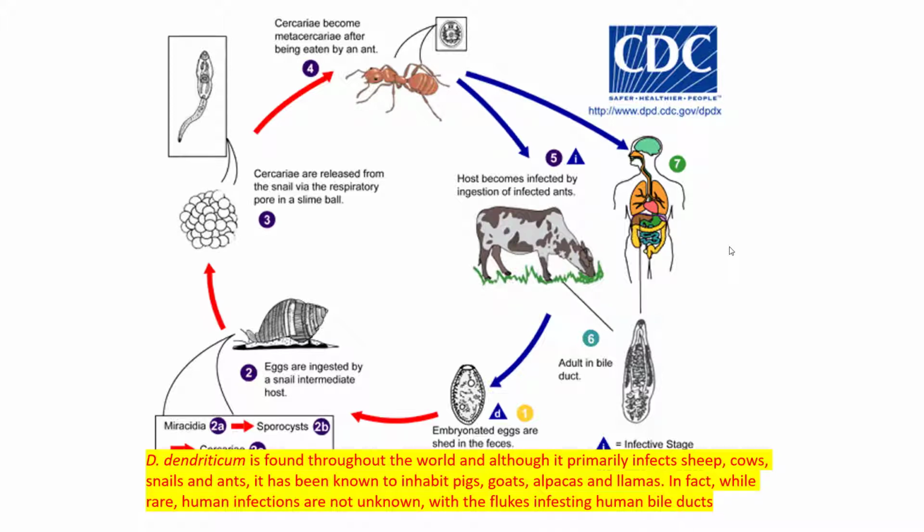In fact, while rare, human infections are not unknown, with flukes infesting human bile ducts. Usually, those infected suffer only mild symptoms, including bloating and diarrhea, although some suffer from the enlargement of the lining of the bile ducts, that along with the growth of fibrous tissue could cause the liver to swell and cirrhosis. Okay, so human infection is very rare, so you don't have to worry about this.